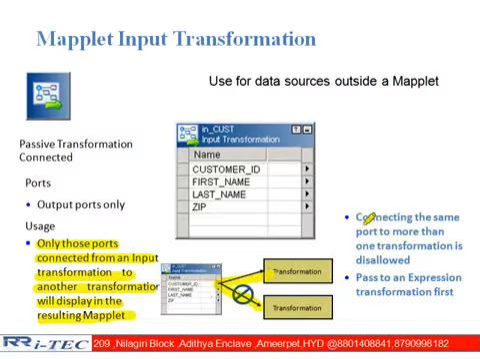However, the workaround: connecting the same port to more than one transformation is disallowed. However, pass it to an expression transformation first, then we can connect it. That means first we pass it to the expression transformation. From the expression transformation, you can take any number of outputs. That's how it will be.